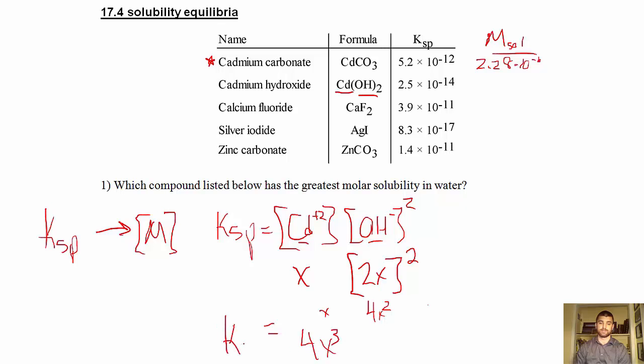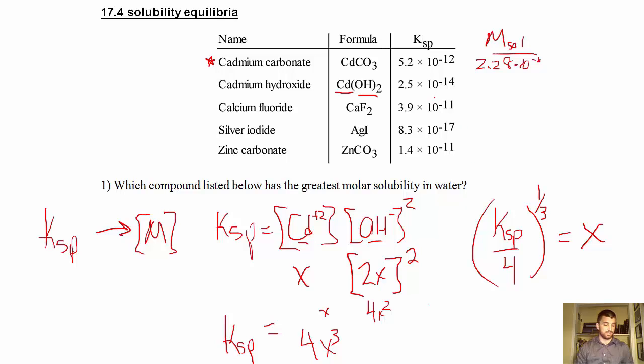equals our Ksp. So for the next one, if I want to get the molar solubility of cadmium hydroxide, I've got to do, all right, well, Ksp divided by 4, and then cube root it, or 1/3 power, is going to equal my molar solubility. So when I do that, I get 1.84 times 10 to the minus 5.